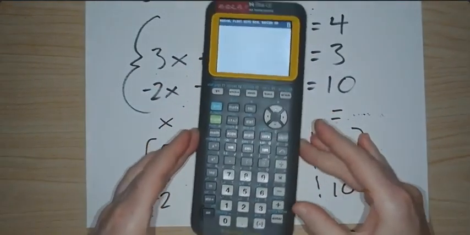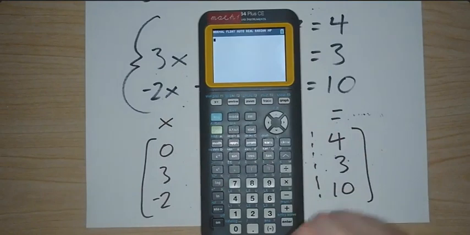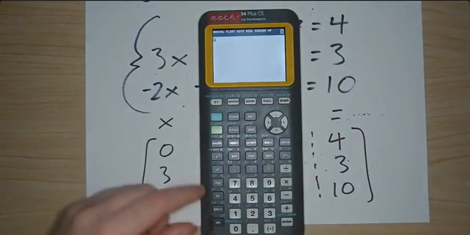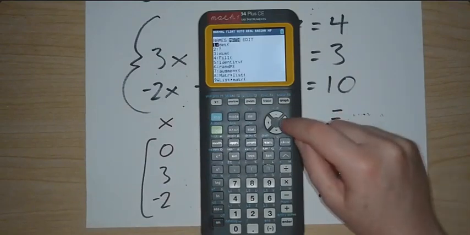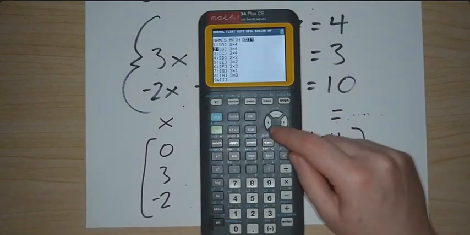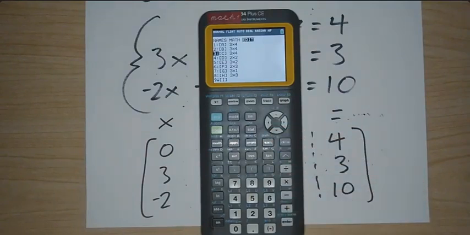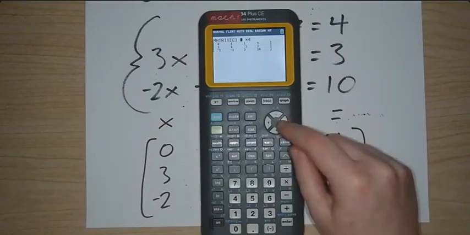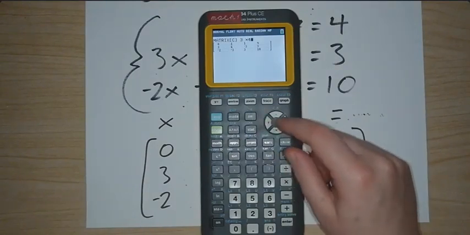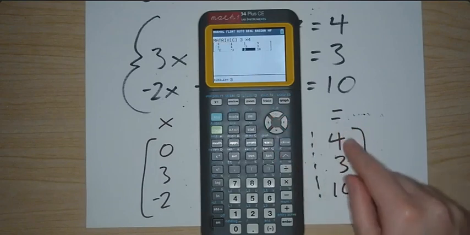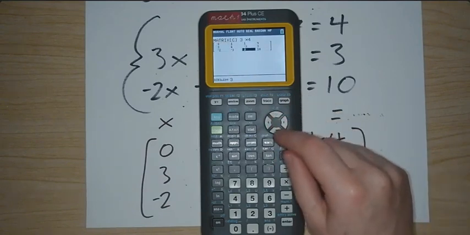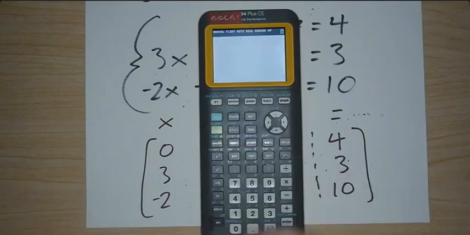Turning it on, we need to go to our matrix menu, so we press second and this x to the negative 1 button. We see our names. We want to go to edit. We'll scroll down to the matrix of our choice that we want to edit. I chose to edit C. You can change the dimensions of the matrix. This is a 3 by 4 matrix, the rows times the columns. And then you go down here and input all of the numbers we previously found. When you're done, you'll press second mode to get out of this menu.